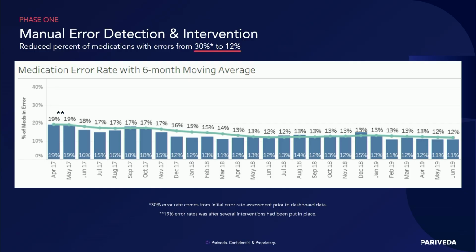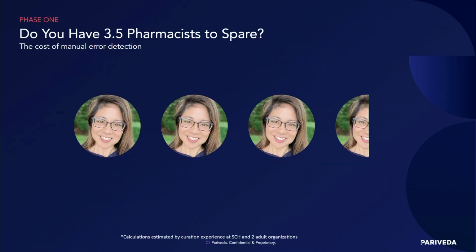patients' lists. What's the cost of doing that, right? And in this case, they were doing it manually, so it was a lot. And so my question is, do you have 3.5 pharmacists to spare? This is my friend Wendy, so if you're going to say, do you have 3.5 Wendy's to spare? And this is actually at a pediatric hospital that is much smaller scale. So at a lot of the institutions that you probably work at, the number is much higher than this.